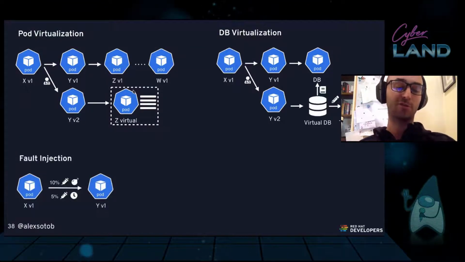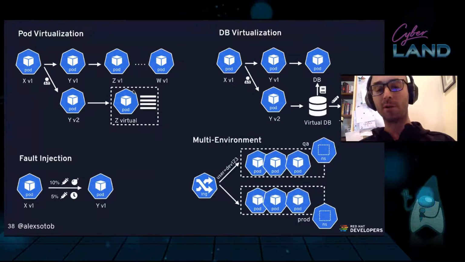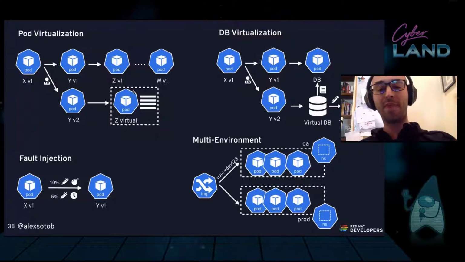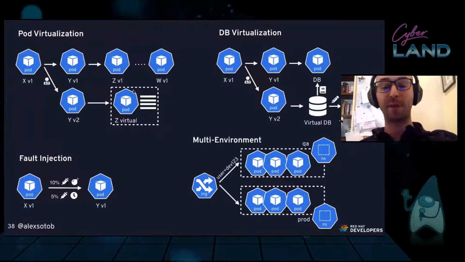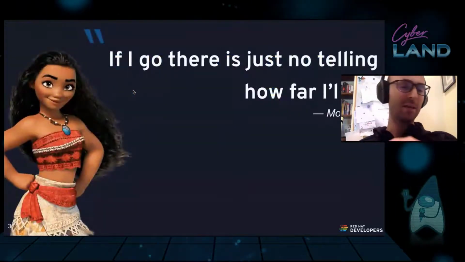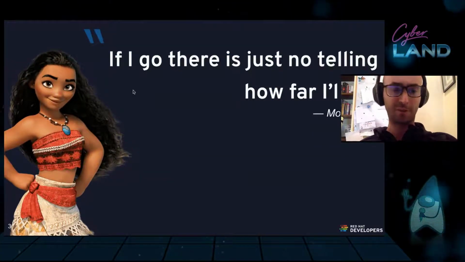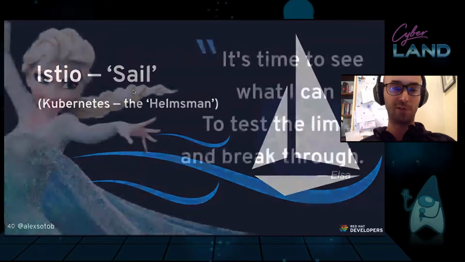You can also do fault injections, or you can work in a multi-environment, so you can send, for example, if the user is dev123, then I want to send all the traffic to this namespace. But if not, it goes to the production namespace. So I don't want to explain more and more patterns because you've got the slides. Let me show you live with Istio how this works.